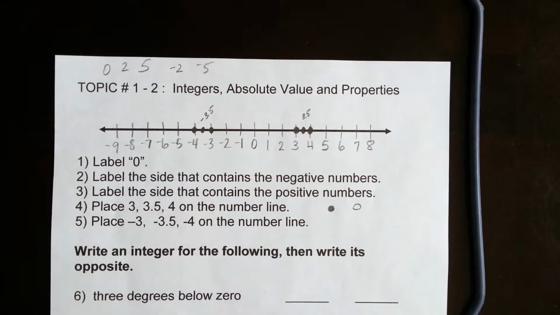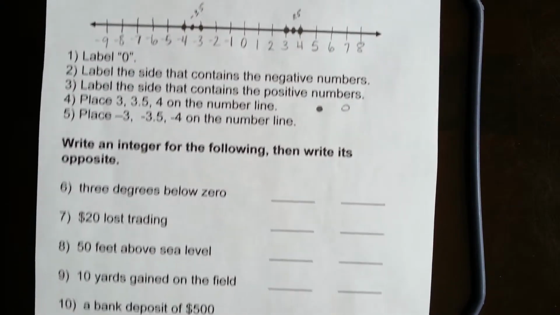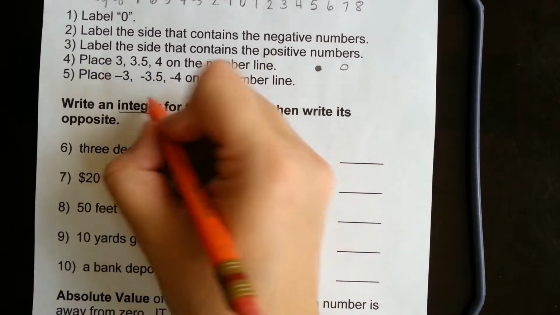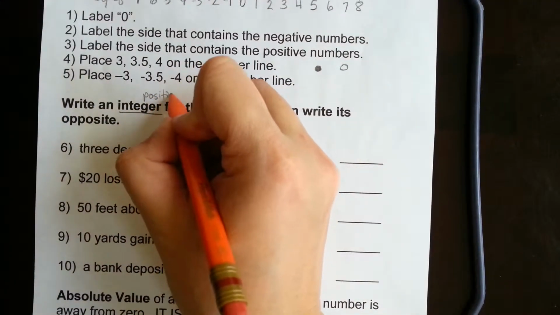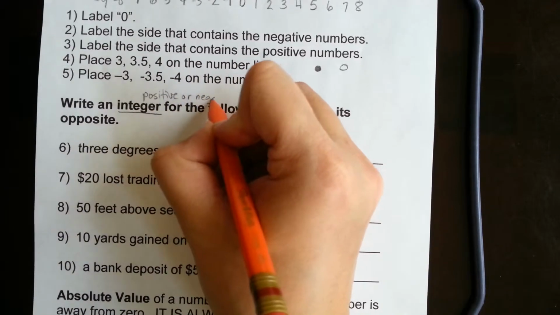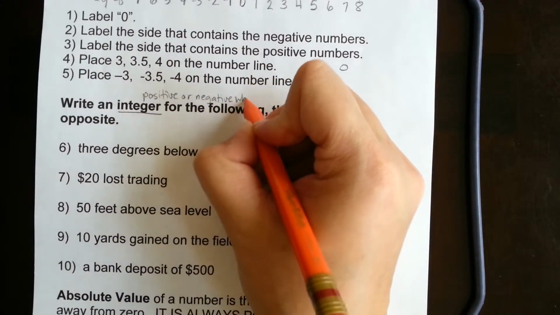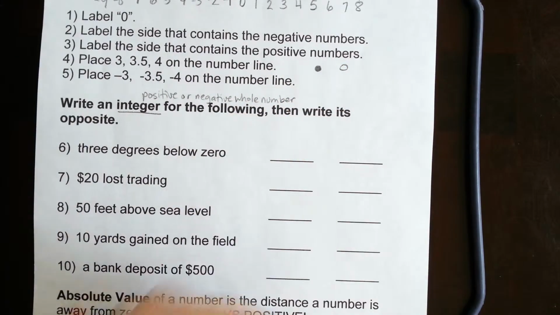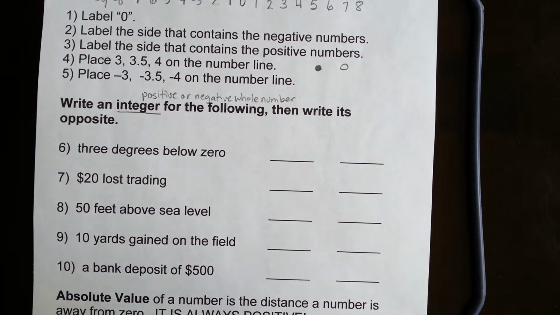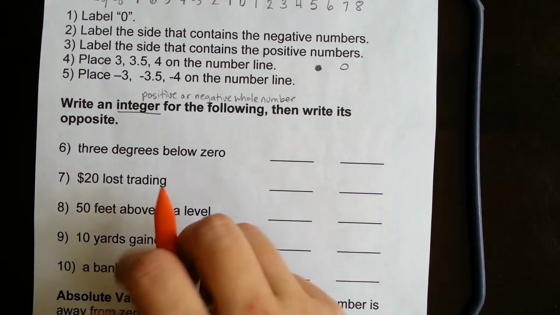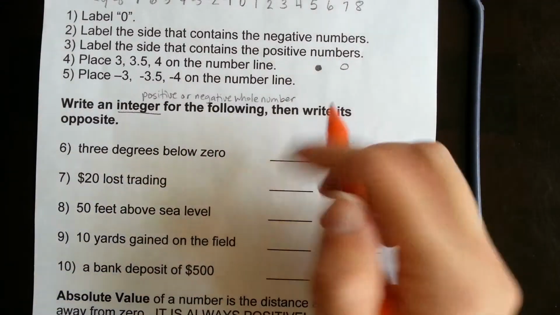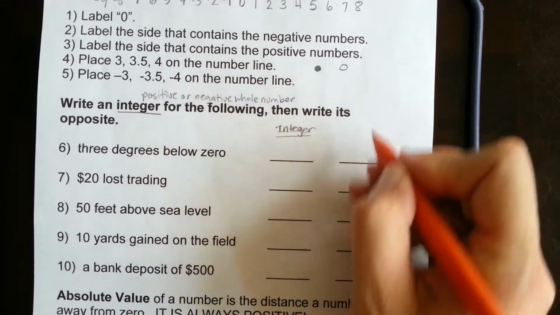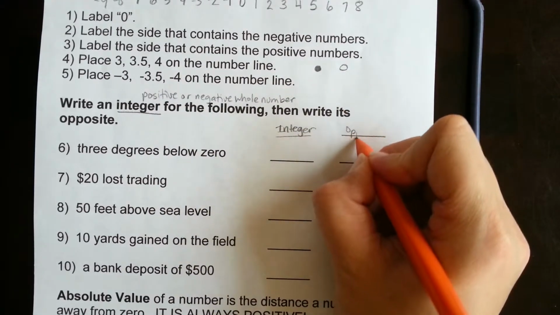Alright, we've done everything we were asked to do in that first section. In the next section, they want us to write an integer for the following. Remember, an integer is a positive or negative whole number. You might prefer to say whole numbers and their opposites. That's the same thing. They want us to write an integer, and then its opposite. So in the first column, I'm going to put the integer, and in the second column, I'm going to put its opposite.